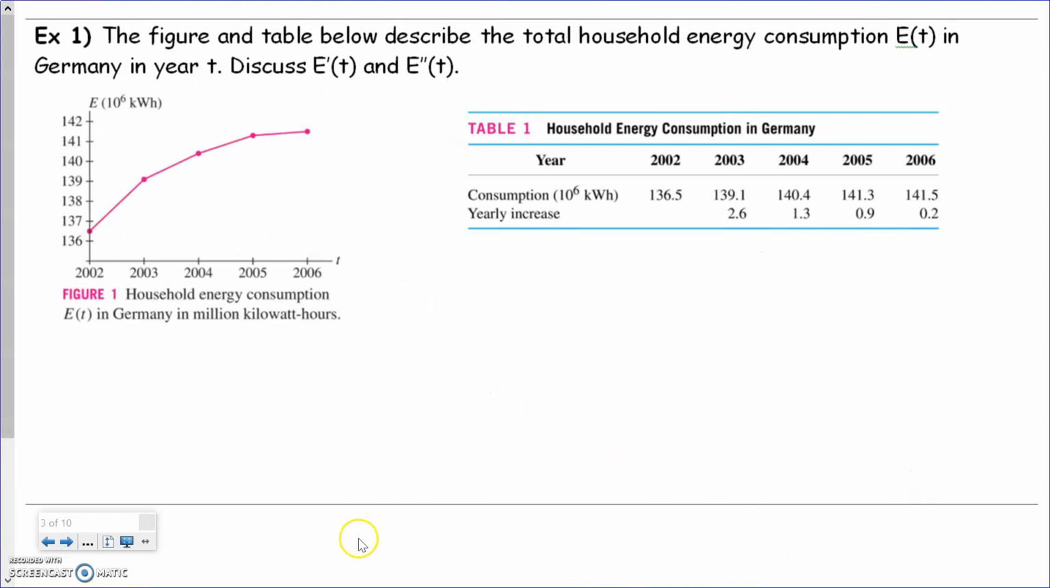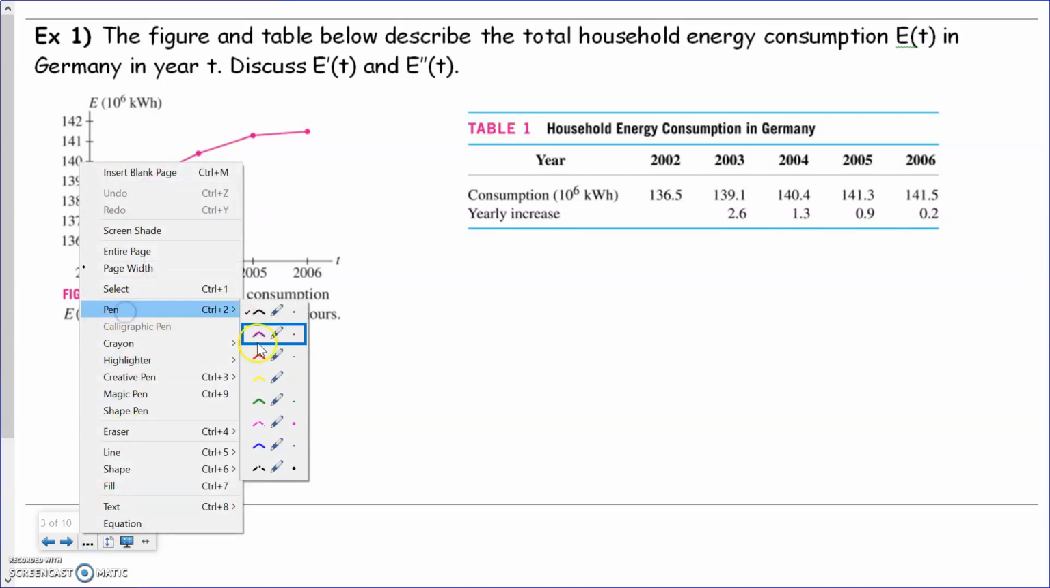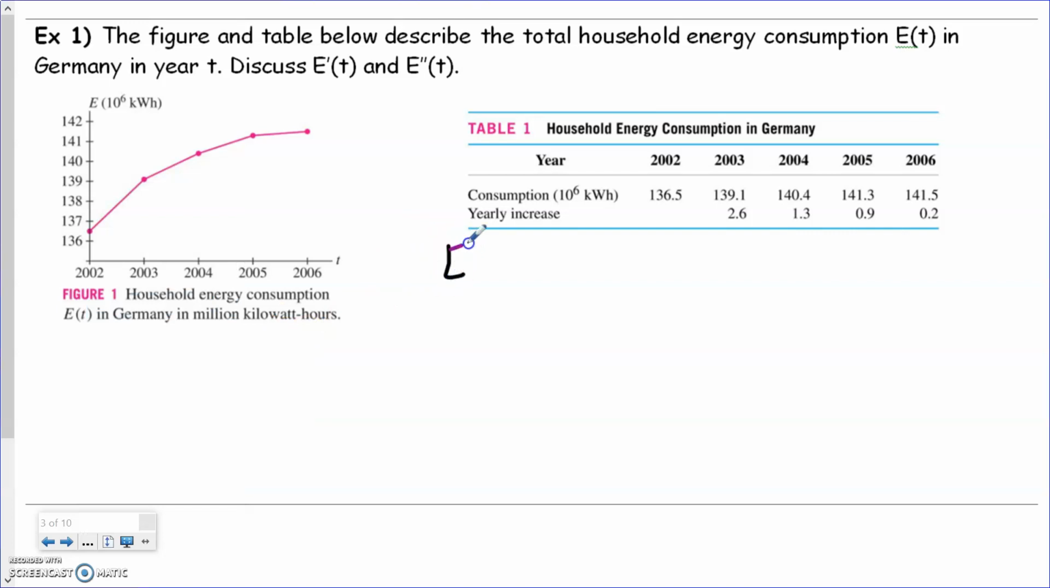Okay, so first problem here. In the figure and table below, describe the total household energy consumption E of t in Germany in year t. Discuss E prime of t and E double prime of t. Okay, so this is E of t here. And if you remember that E prime is the rate of change, so since our function here is increasing, our rate of change is positive.